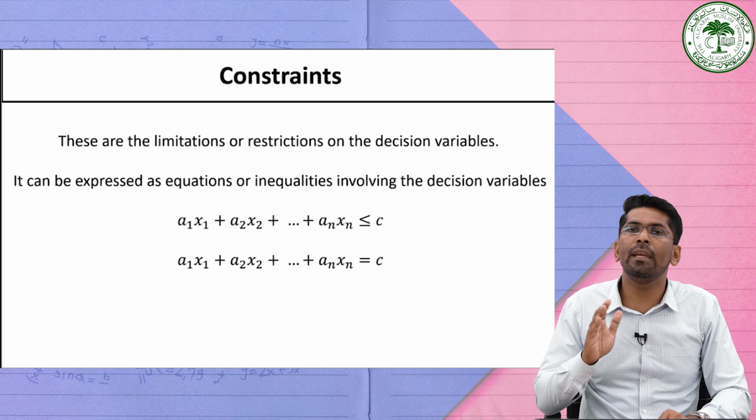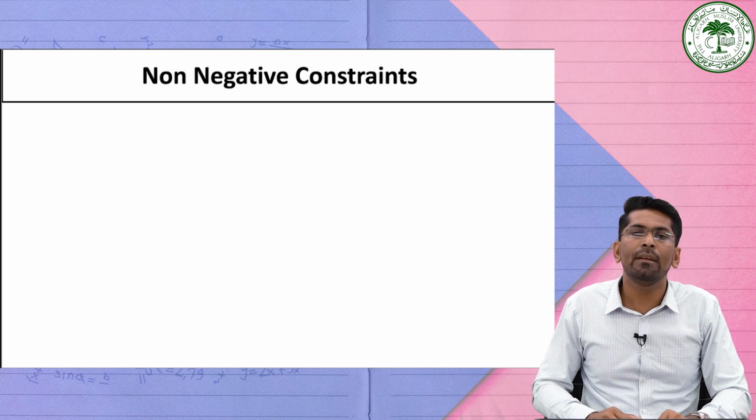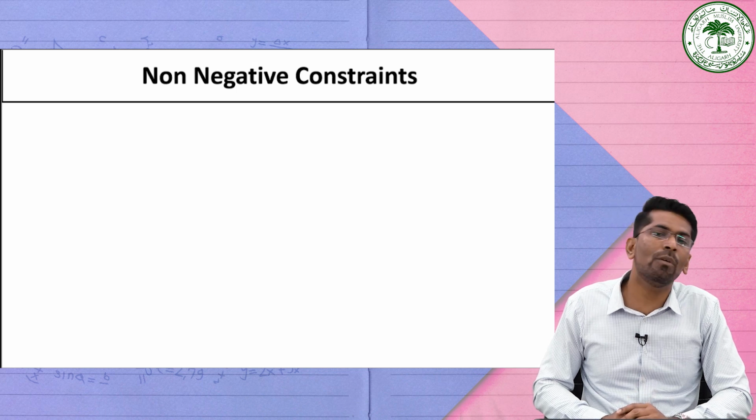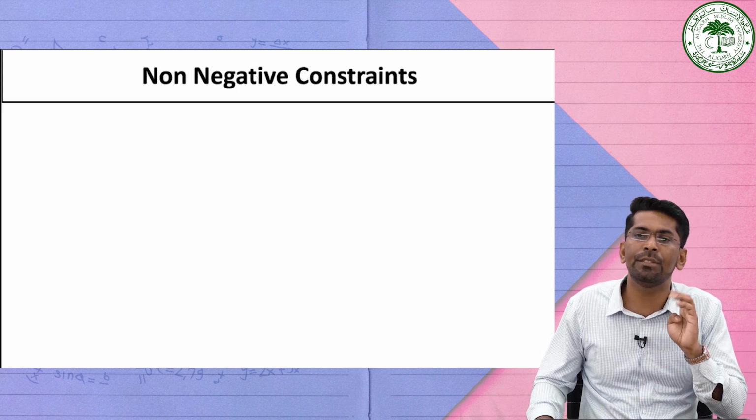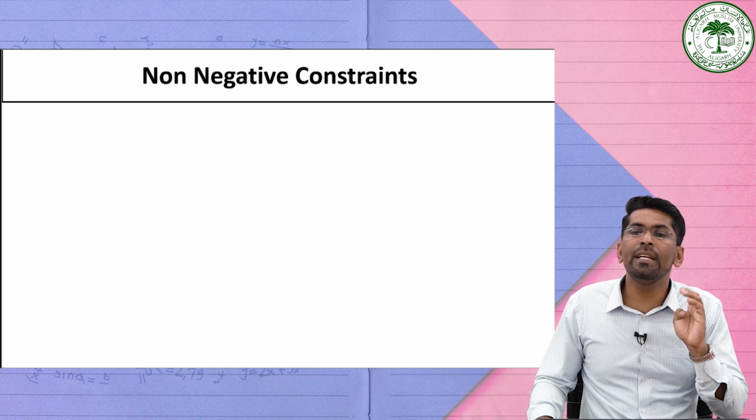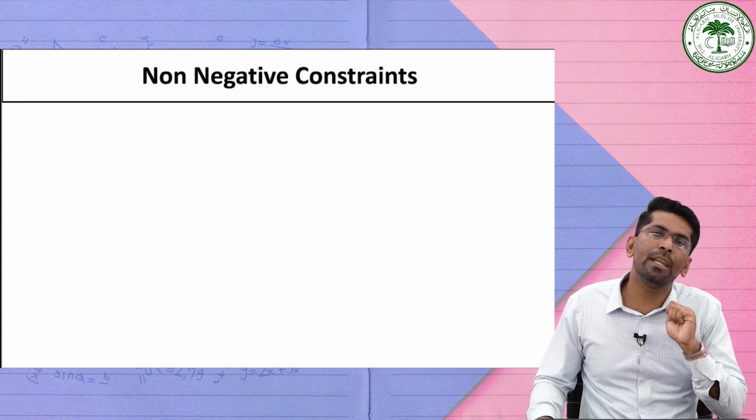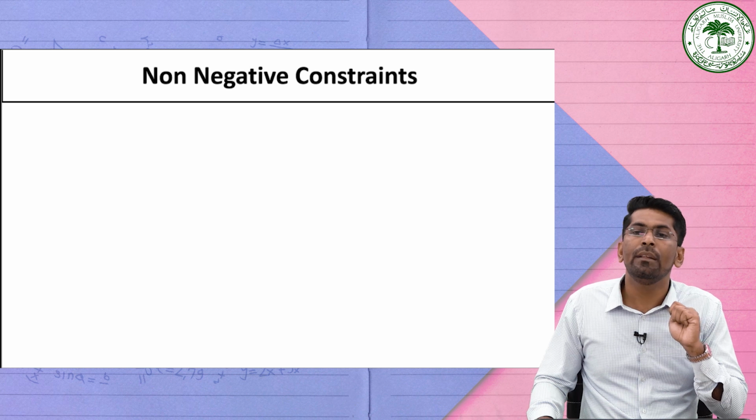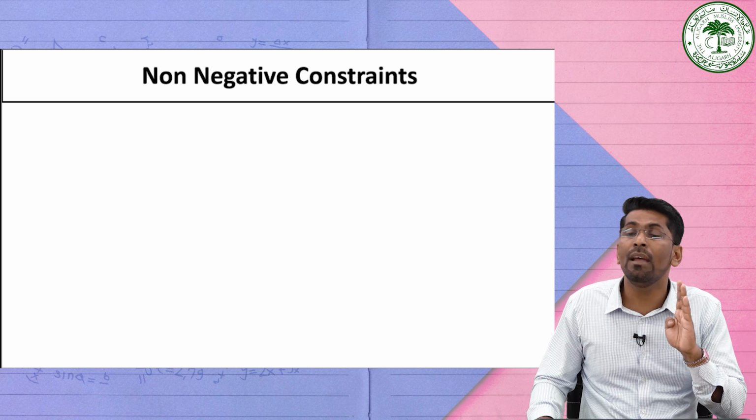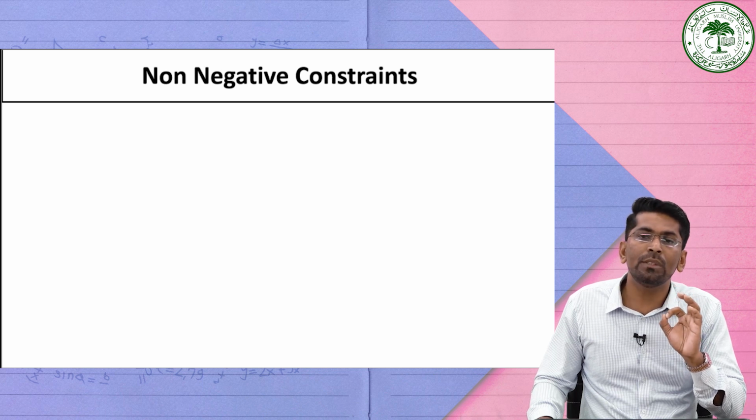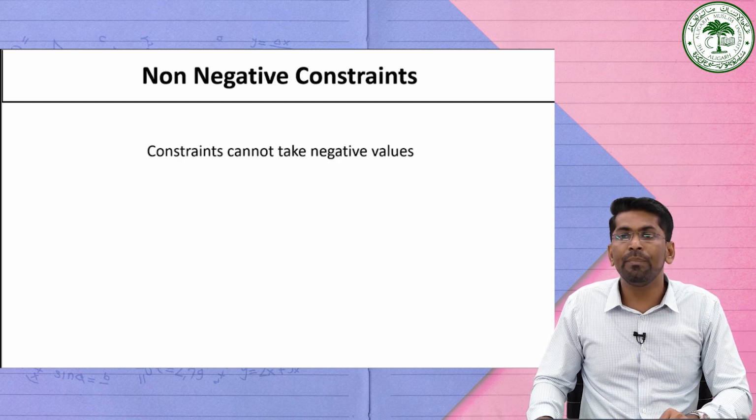After specifying your constraints, the next step is the non-negativity restriction, or non-negativity constraint. The constraints are essential aspects of a linear programming problem. The non-negativity constraint is also important, and it imposes certain conditions on the decision variables. Here we are specifying that they cannot take any negative values.